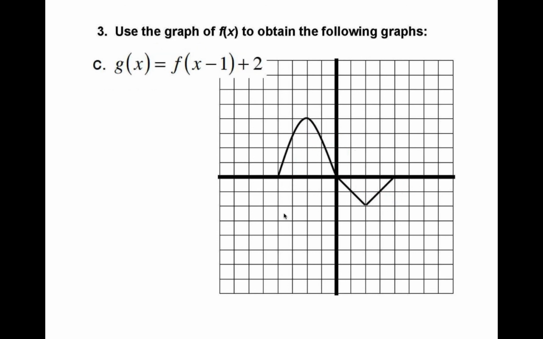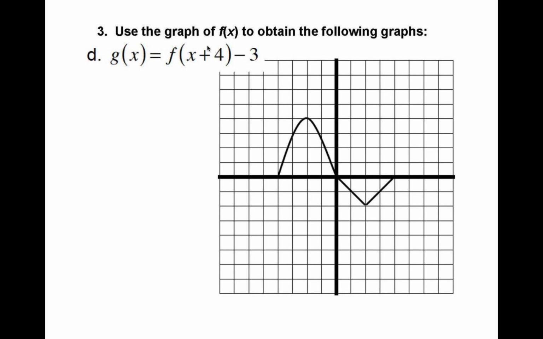Okay, for part C, we have the x minus 1 inside, so that means it's going to be right 1. And then you do the same, so up 2. So from each dot, go right 1, up 2. From here, go right 1, up 2. From 0, 0, go right 1, up 2. From the V, go right 1, up 2. And from the endpoint, go right 1, up 2. Curve to make the U, and then make the V.